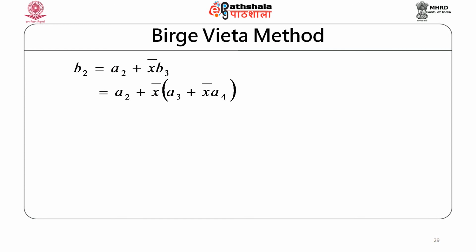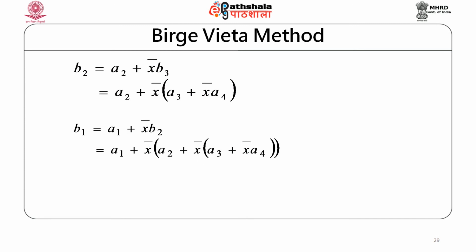So, it is a2 plus x̄ b3, substitute b3: a3 plus x̄ b4, and b4 is the same as a4. So, it gives you a2 plus x̄ a3 plus x̄² a4.